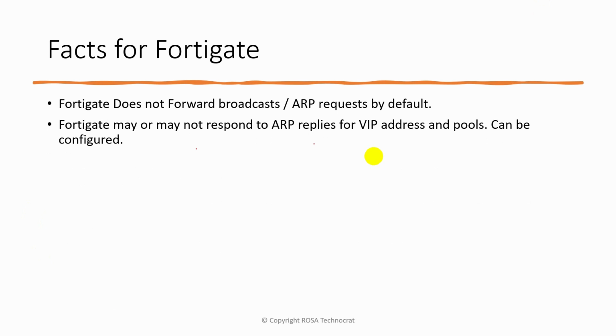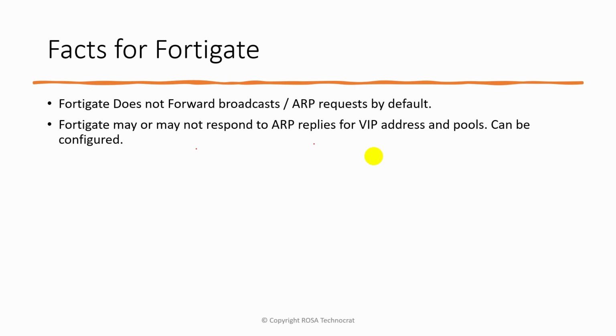Some facts related to ARP and broadcast on the Fortigate. By default, Fortigate does not forward broadcast requests or ARP requests. ARP requests are generally broadcast requests, unless it's a unicast by one or some specific host or node on the network. So Fortigate does not forward the broadcast packets between the interfaces or between different zones. Let's say you receive an ARP request on port 1 of the firewall, it will not be forwarded to port 2.